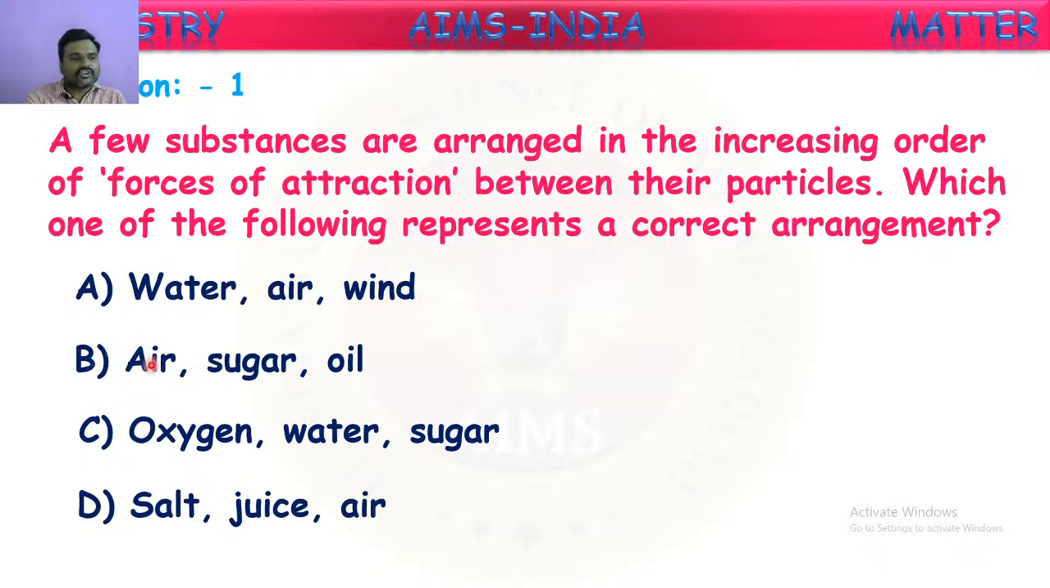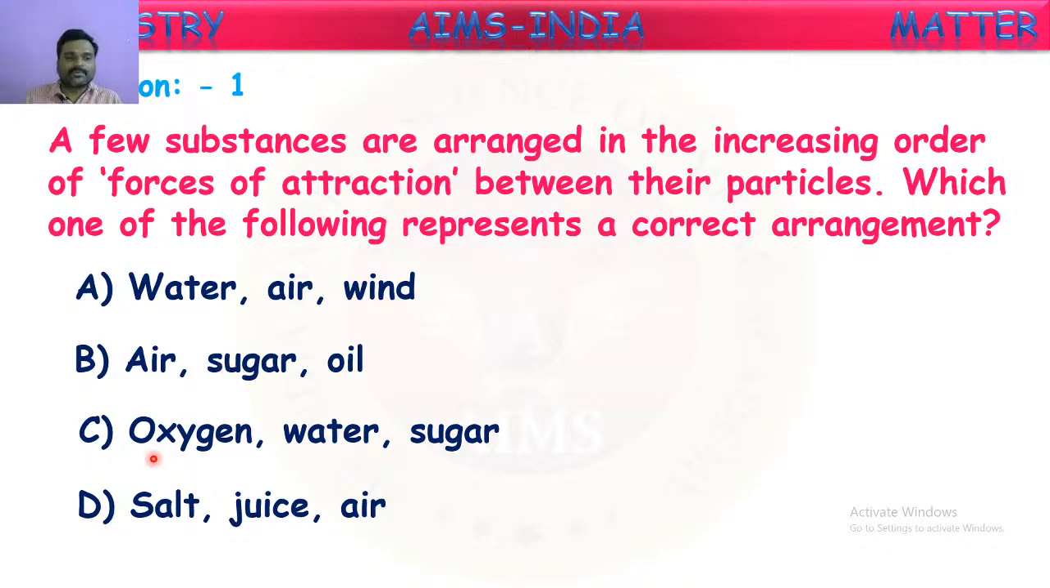Next one, first it is given air, a gas which has a lower force of attraction, correct. Next one, sugar is given, which is a solid. In this, very high forces of attraction are there. So it is in the increasing order till here. But coming to oil, oil is a liquid. In this case, the forces of attraction are higher than air, but less than in sugar. So this is not the correct increasing order. It is increasing from air to sugar, but again decreasing to oil. They are asking to find the increasing order, so it is not the correct answer.